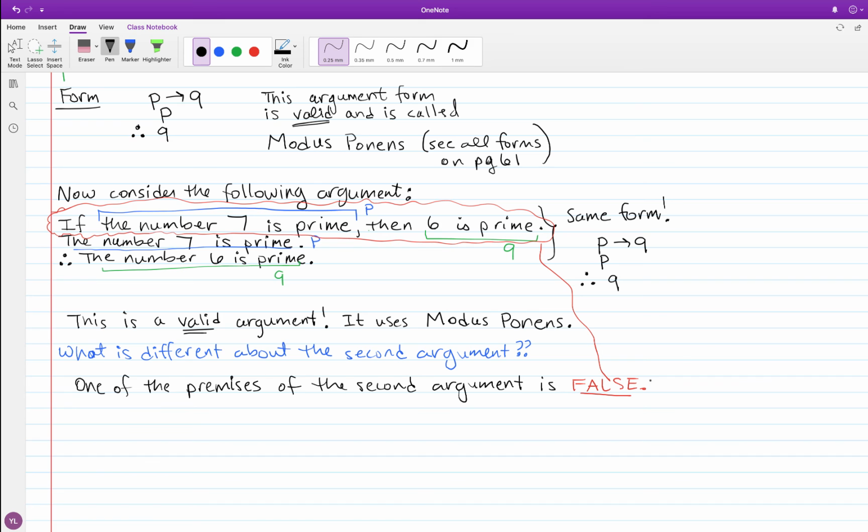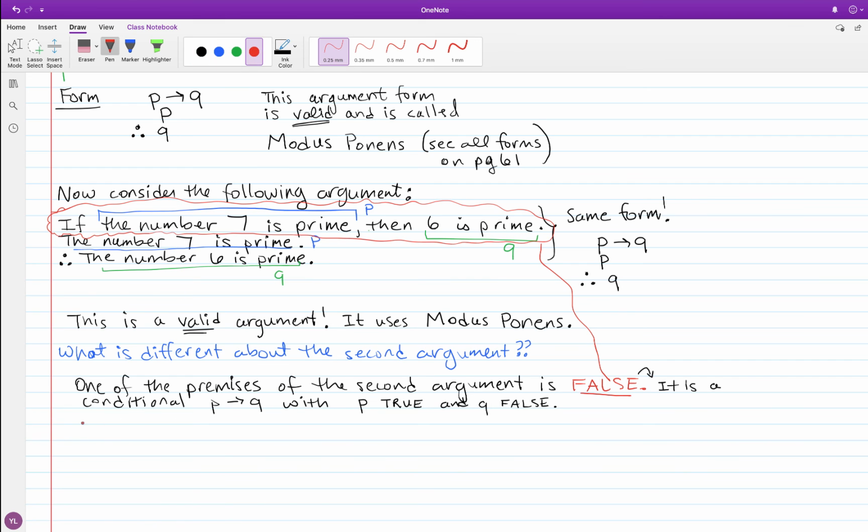The fact that we have that false premise in there prevents the argument from being what's called sound, or good, even though it has a good valid argument form. So the argument form is perfectly good, it's just that one of our premises is false.